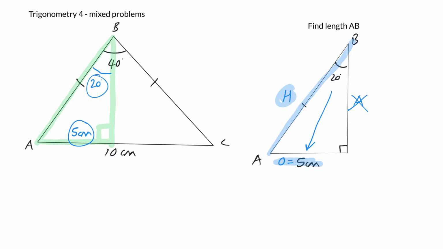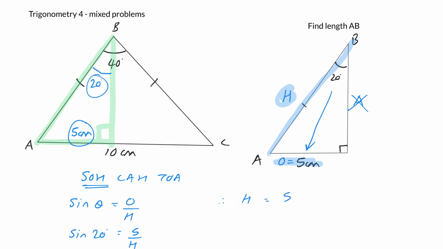So the next step, as before, is to write out SOHCAHTOA. Identify what I've got. Well, I've got the opposite and the hypotenuse, so I write out the function. Sine of theta is equal to the opposite over the hypotenuse. I substitute the values, so the sine of 20 is equal to the opposite, which is 5 over the hypotenuse. And now I rearrange and solve, so therefore h is equal to 5 over sine of 20.